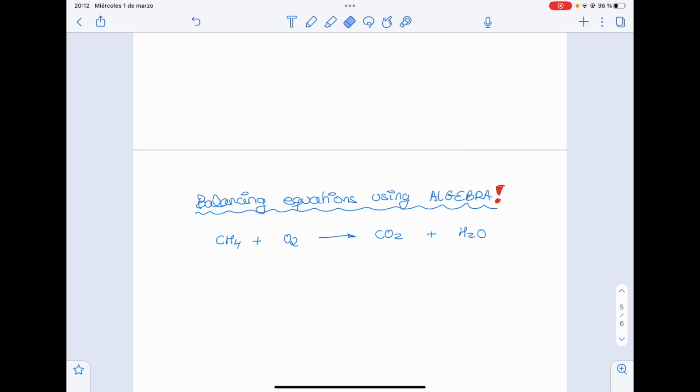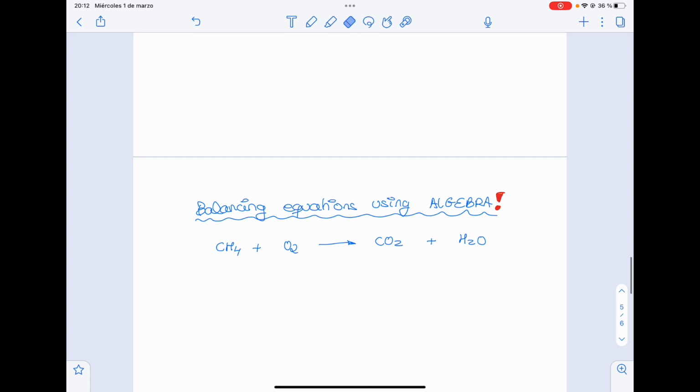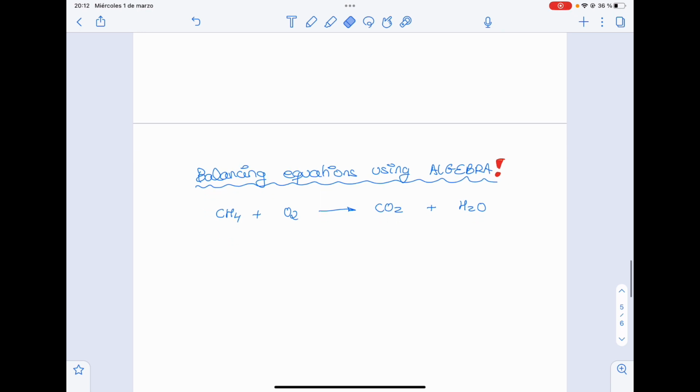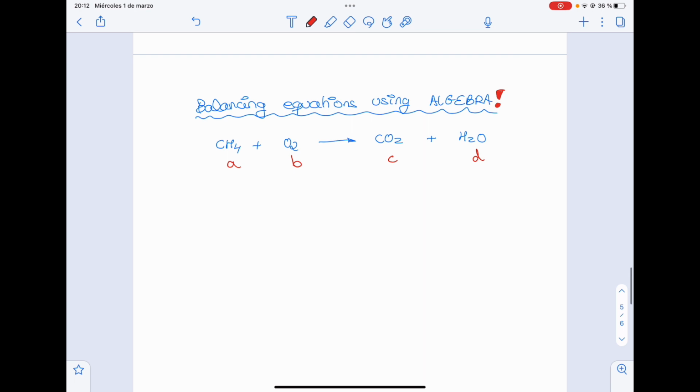This technique is a little bit more tricky, so you can use it for equations that are difficult to solve when you try with different numbers and you are trying and trying and you don't get to the final solution. You can use this technique, okay? So in this technique you have one element, another one, and another one. You're going to call the first one A, the second one B, the third one C, and the last one D.